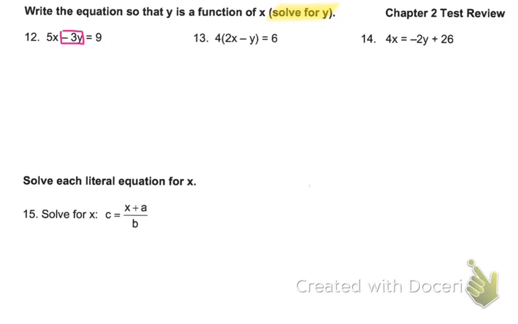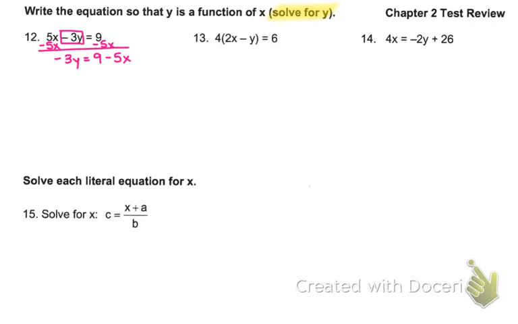So for number 12, I want to get negative 3y to stay where it is. So that means the 5x has got to go. Move it by subtracting it. On the left side, I get just negative 3y, and on the right side, I have 9 minus 5x. They are not like terms, so we just write them next to each other.